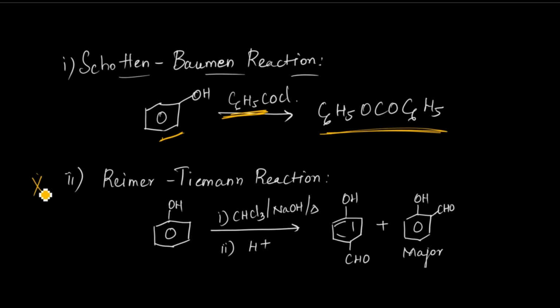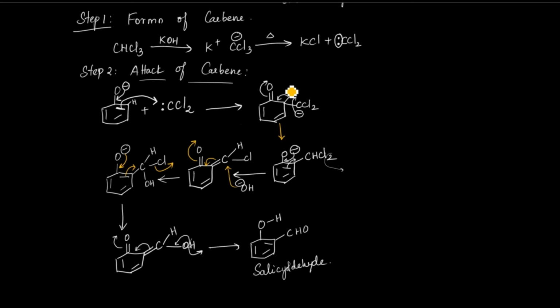Then another very important reaction, that is Reimer-Tiemann reaction. N number of questions can be asked from this reaction. Okay, phenol is treated with chloroform and NaOH to give ortho and para substituted product. The major product is ortho salicylaldehyde because of the hydrogen bonding. You can see the mechanism over here. CHCl3 treated with KOH to form carbene.